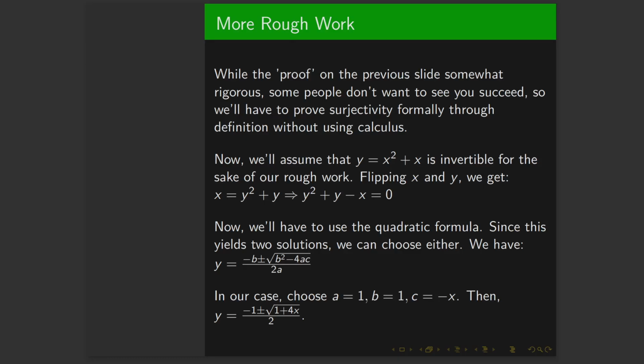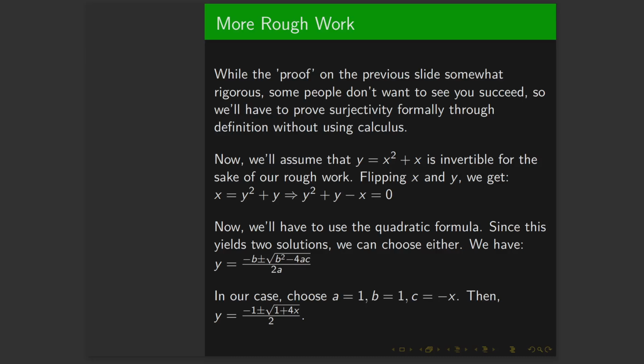So what this means is that when you try to invert it, we'll get multiple values. And that's kind of where the issue lies. So that's why inverting this function is not valid, but for the sake of our rough work, it'll just kind of work out. So we flip x and y, since we're trying to invert our function, and we get x equals y squared plus y. Now, because of how annoying this is, we'll have to use the quadratic formula. So this will give us two solutions, and we can choose either.